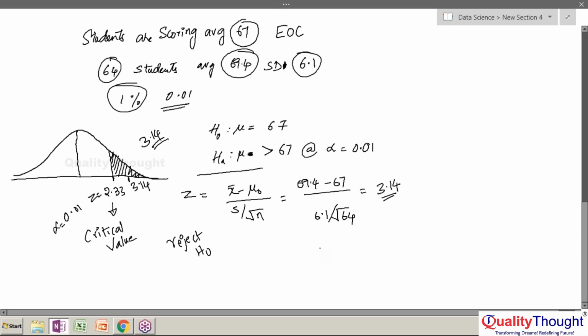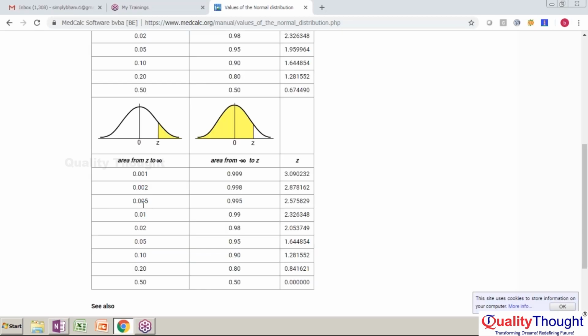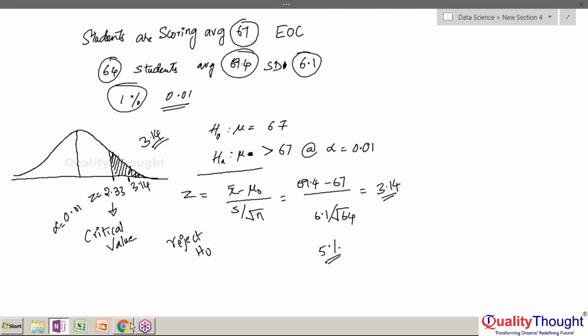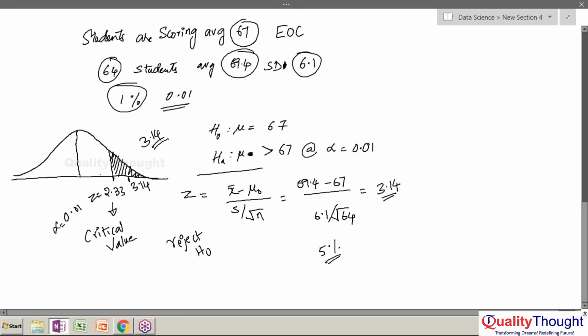For example, if I'm going to take a 5% significance level, what would be the answer then? 5% significance level means 0.05, which is 1.64. Okay, 1.64 comes around somewhere here again in the background, right? So still you need to reject.